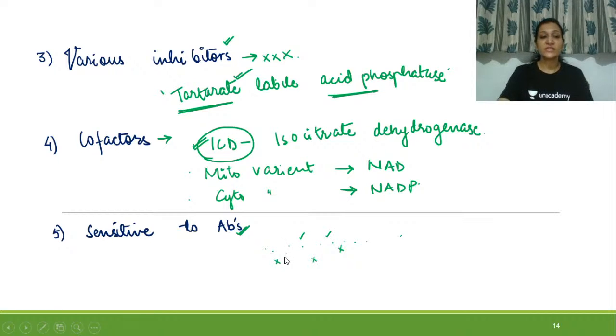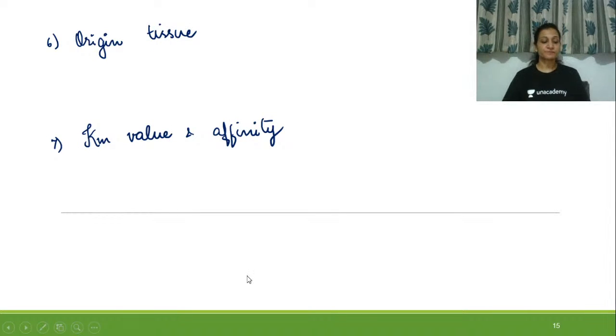So this is also seen in the case of isoenzymes, right? 5 characteristics we have seen so far. Let's move forward. The sixth characteristic is origin tissue, the tissue of origin. So we have seen there are various characteristics which depend on the tissue in which it is originating or in the tissue where it is showing its action. One of the examples that I've included for the origin of tissue is alkaline phosphatase.